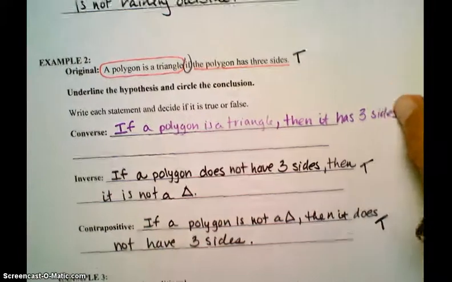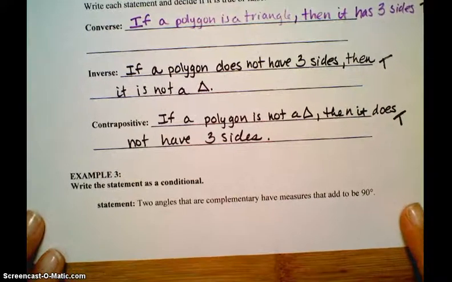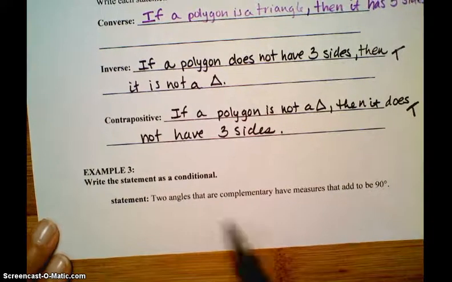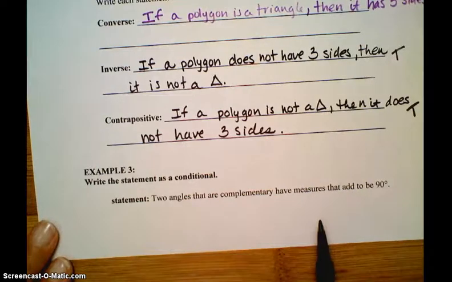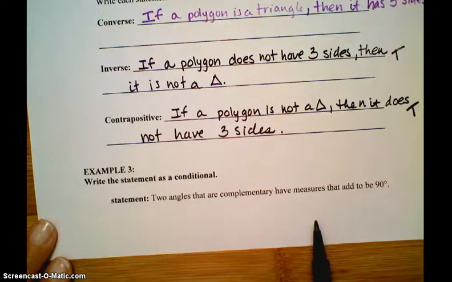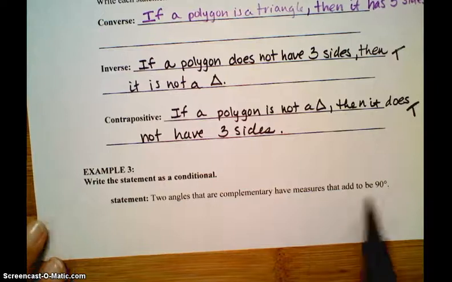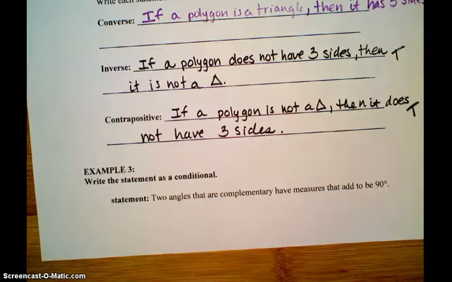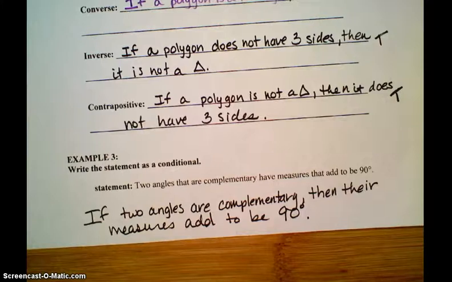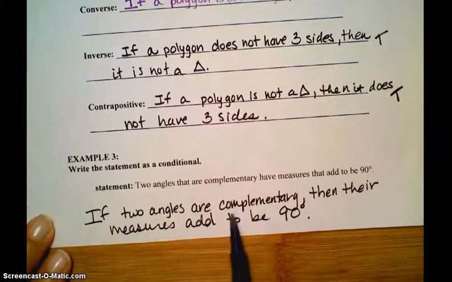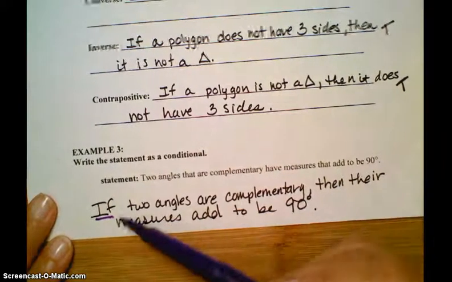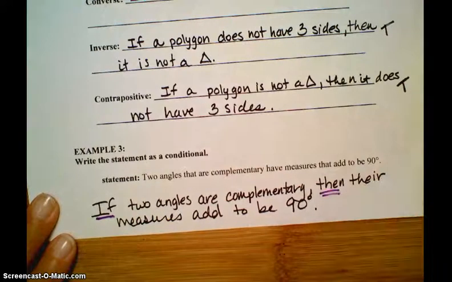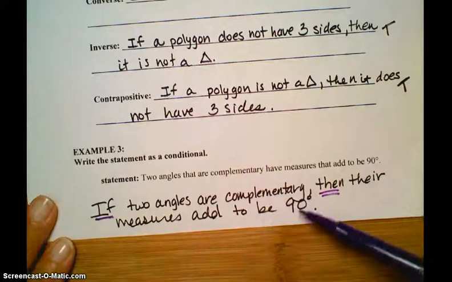Okay, the last example on the page is asking you to write this statement as a conditional. Notice there's no if or then in that sentence, so we have to think about how can I take this sentence and create a hypothesis-conclusion form for it. All right, go ahead, stop the video, and see what you come up with. All right, here's the sentence I came up with. If 2 angles are complementary, then their measures add to be 90 degrees. Notice, here's the start of our hypothesis, if, and then we have 2 angles are complementary. The then, and then the clause, their measures add to be 90 degrees.